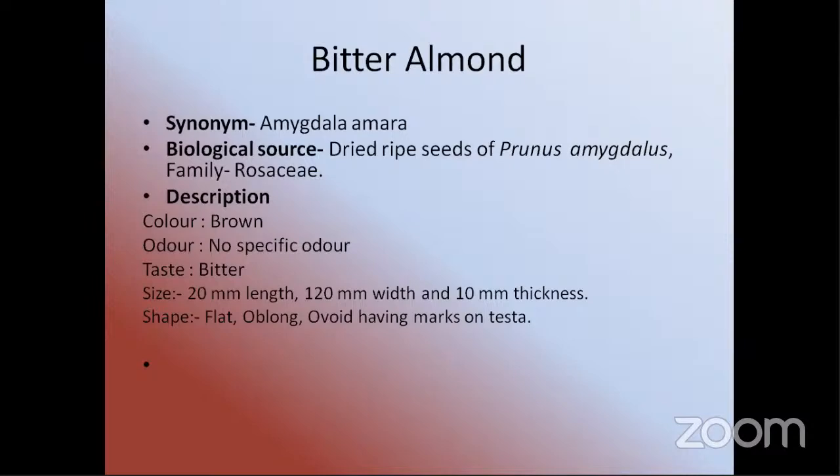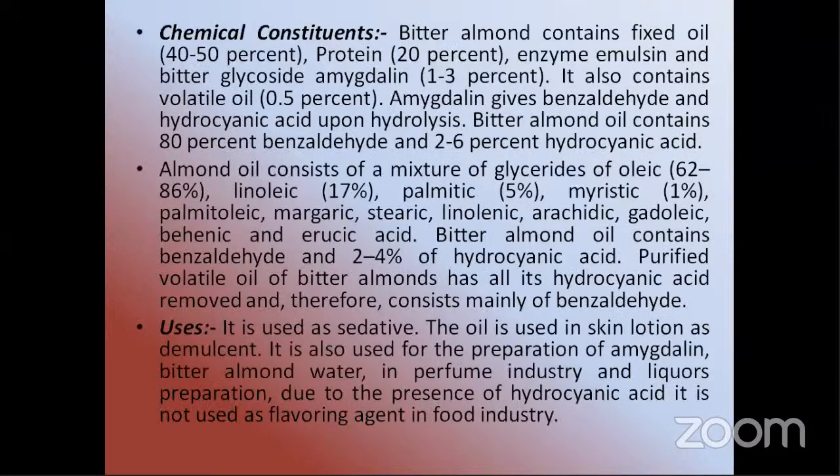Next is the chemical constituents. Bitter almond mainly contains fixed oil, protein, an enzyme emulsin, and a bitter crystalline glycoside, which is known as amygdalin, mainly present at 1 to 3%. It also contains volatile oil. This amygdalin on hydrolysis or decomposition gives benzaldehyde and hydrocyanic acid.